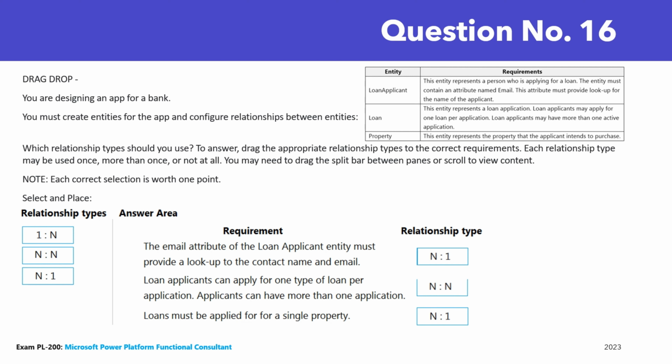Correct answers. The email attribute of the loan applicant entity must provide a lookup to the contact name and email, relationship type N-to-1. Loan applicants can apply for one type of loan per application, and applicants can have more than one application, relationship type N-to-N. Loans must be applied for a single property, relationship type N-to-1.